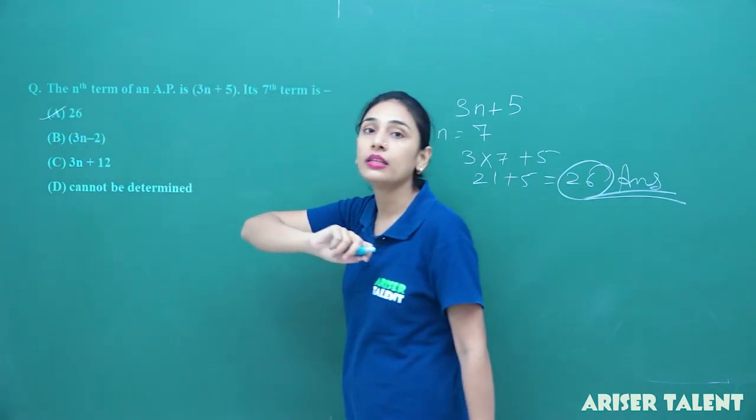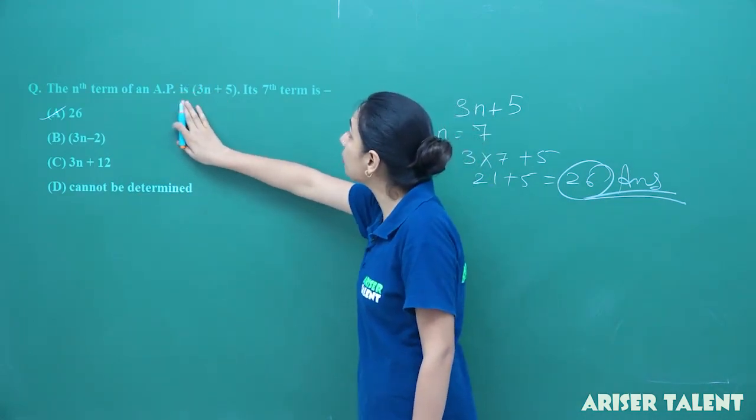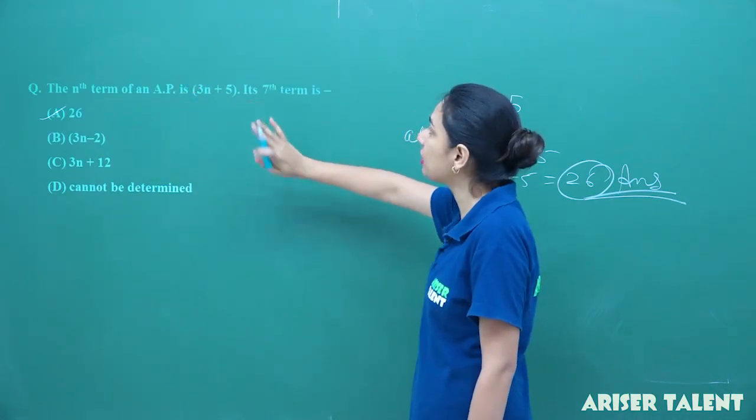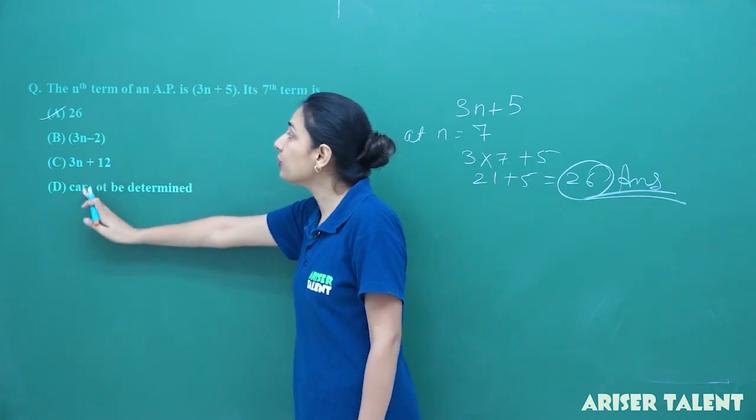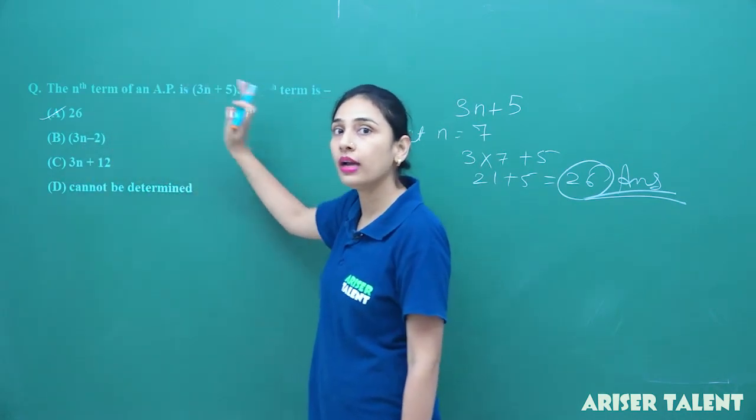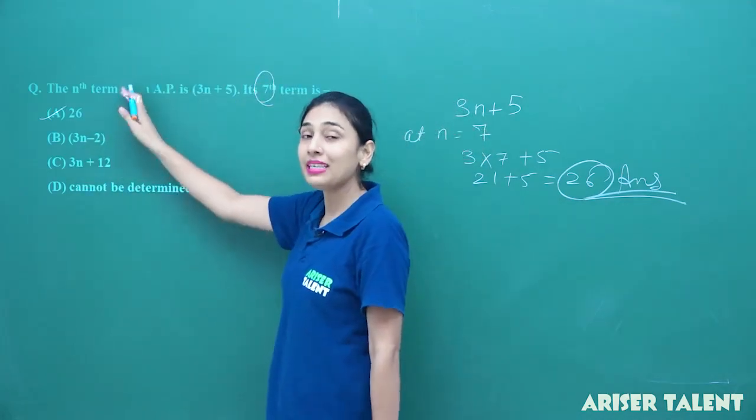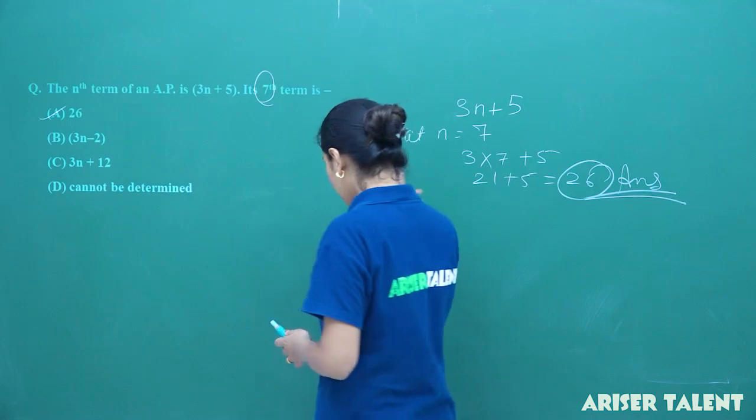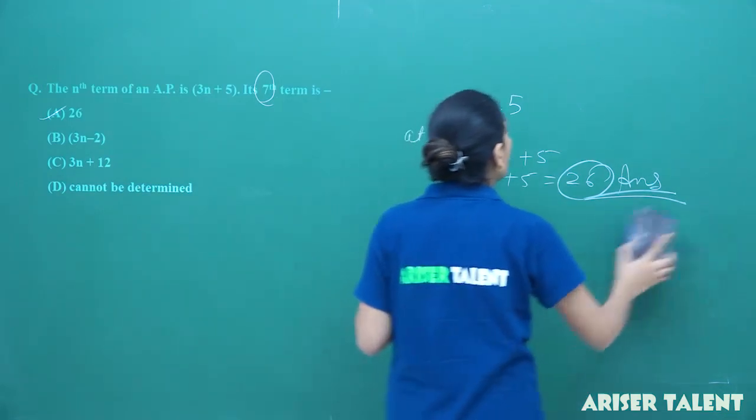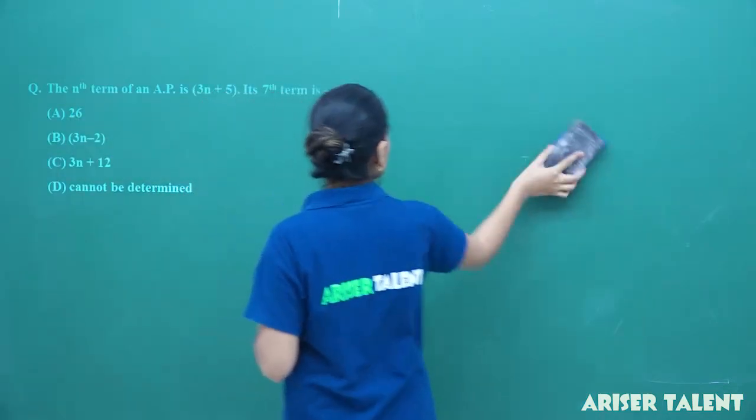So, 26 is your answer. Don't get confused that this is in the form of 3n plus 5, so the answer should be in the form of n. No, it's not like that. Just put the value of n which is given. It's so simple, but many times you create complexity in your mind. Okay. So, simple, you know this? Right.